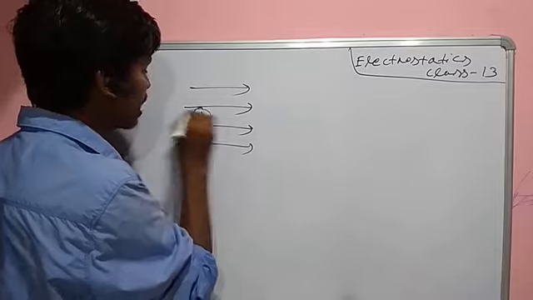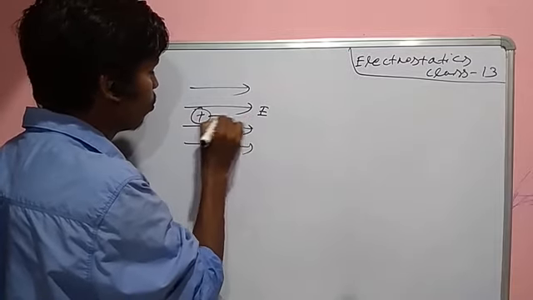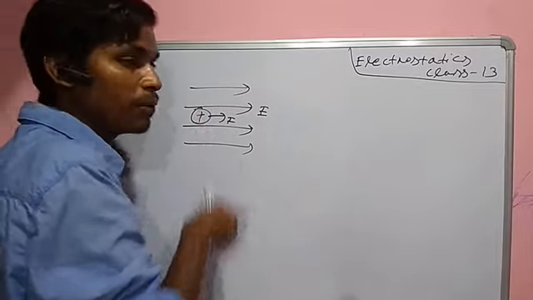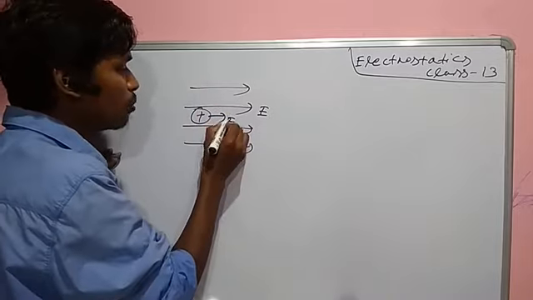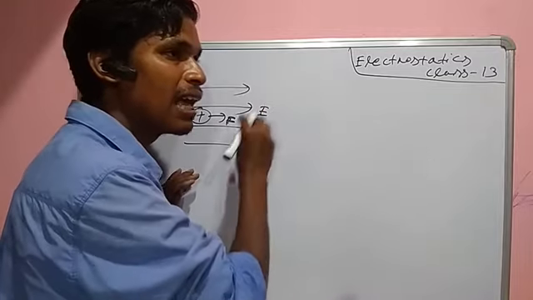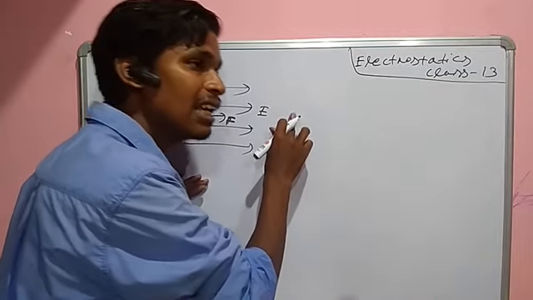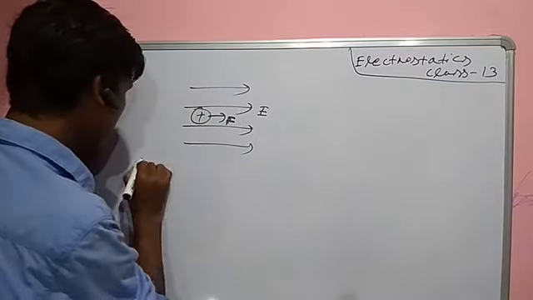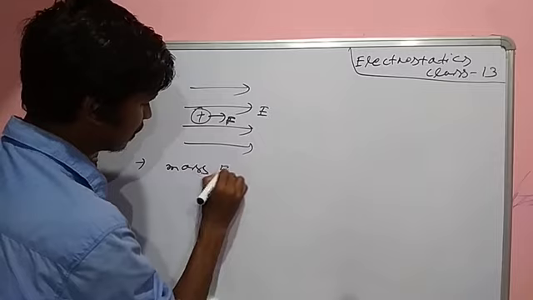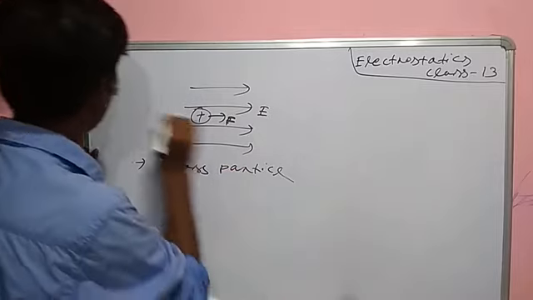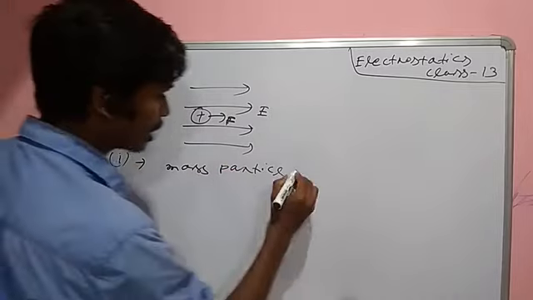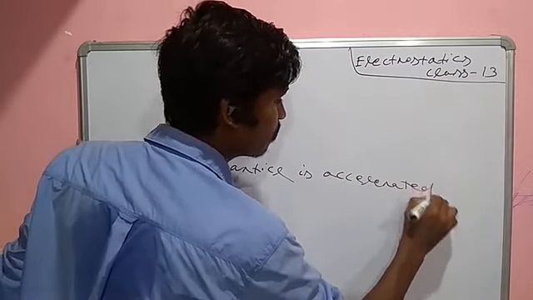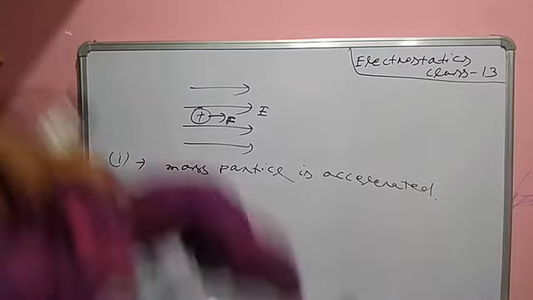So when a positive charge is placed in the electric field, the force is in the direction of the electric field. That means whenever a positive charge is placed in an electric field, the charged particle having mass is accelerated. You can note down the first point: the mass particle is accelerated.